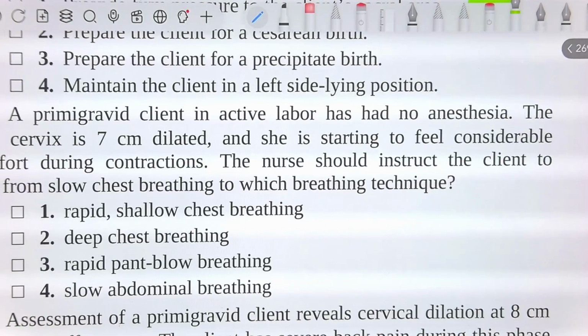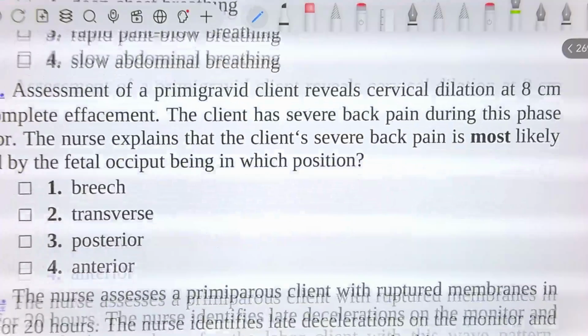Now next question, 29th. A primary gravid client in active labor has no anesthesia. The cervix is 7 centimeters dilated. She is starting to feel considerable discomfort during contractions. The nurse should instruct the client to change from slow chest breathing to which breathing technique? 4 options on the screen. What can be the right one? So answer number 1 will be the correct one, that is rapid shallow chest breathing.